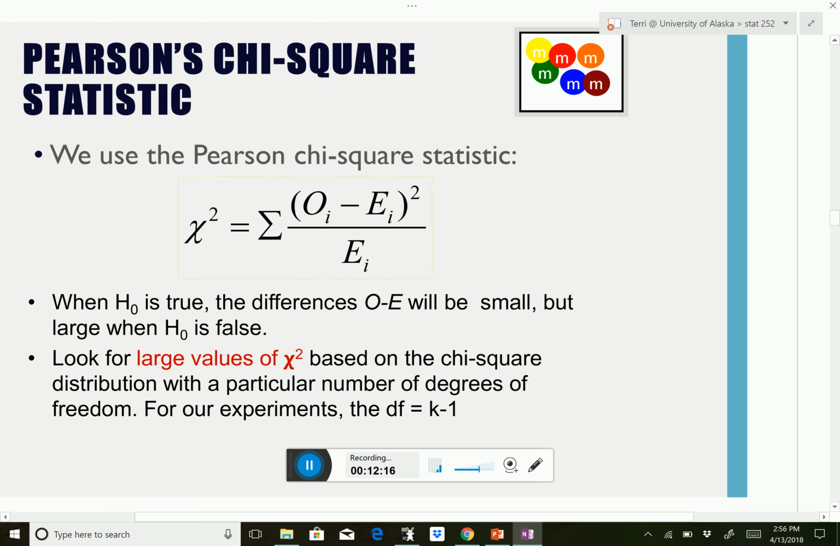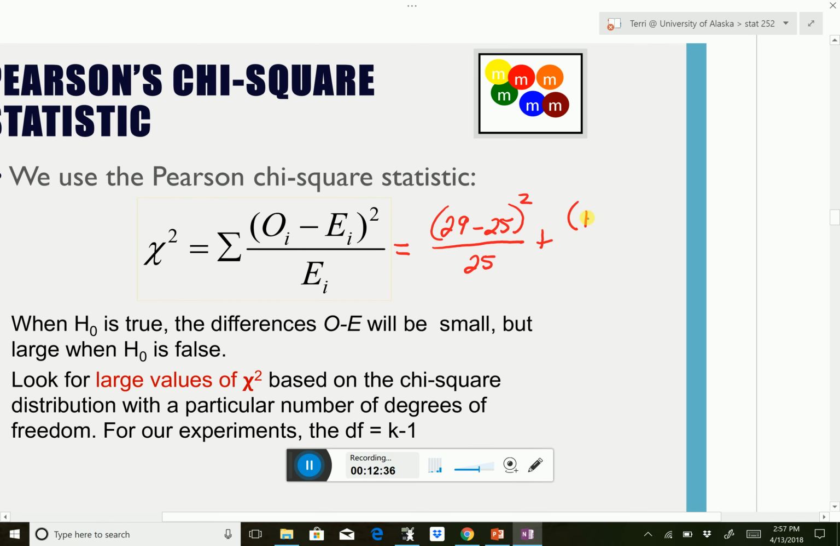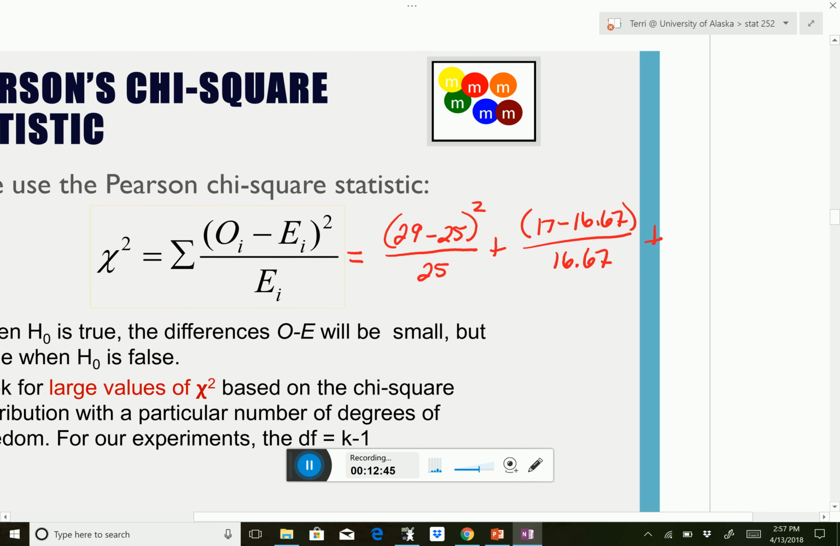Okay, so here's the chi-squared statistic. So I'm going to do this one we just did. I'm just going to do this by hand. So it's the sum of 29, which was our observed value, minus 25, squared, divided by 25, plus, then we're going to take our next one, which was 17 minus 16.67, divided by 16.67, plus, and for the last one we had 4 minus 8.33, forgot the squared, divided by 8.33. This is going to be our test statistic.